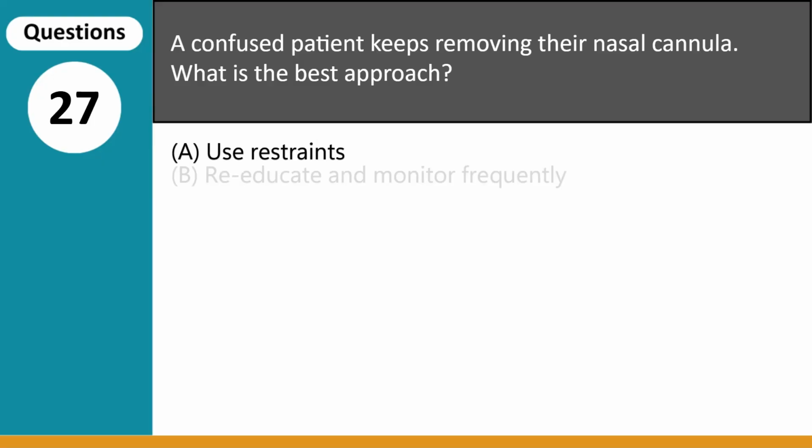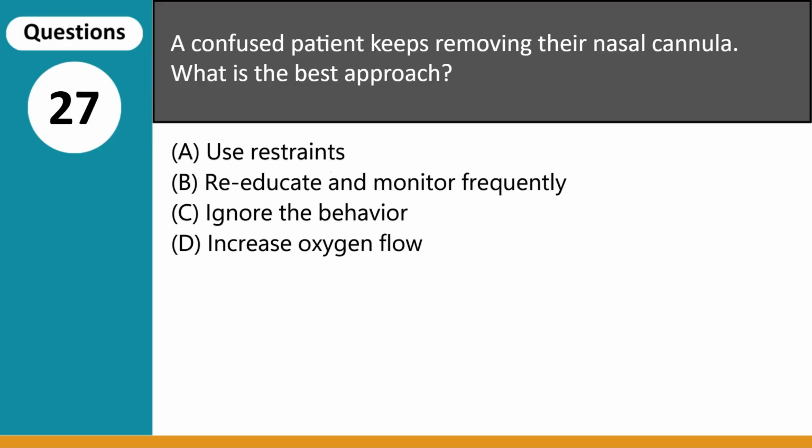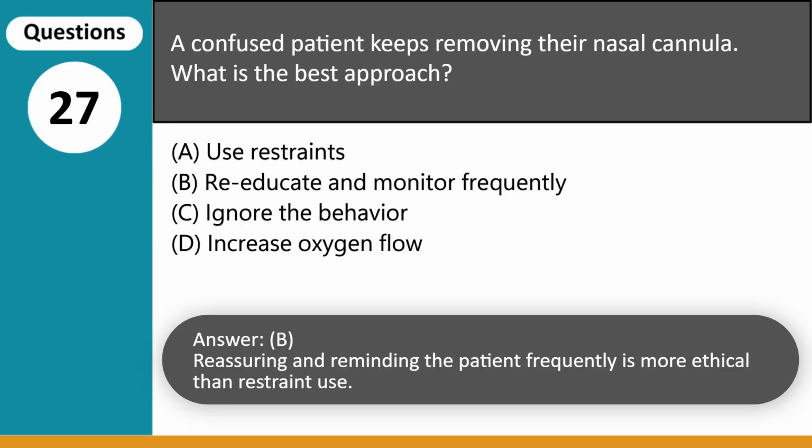A confused patient keeps removing their nasal cannula. What is the best approach? A. Use restraints. B. Re-educate and monitor frequently. C. Ignore the behavior. D. Increase oxygen flow. Answer: B. Reassuring and reminding the patient frequently is more ethical than restraint use.